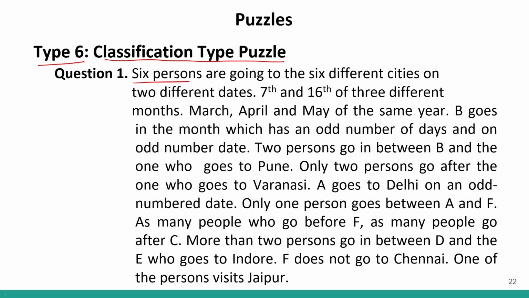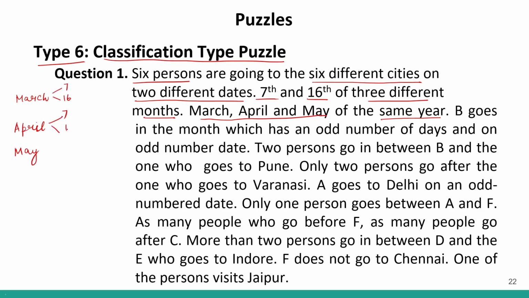There are 6 persons that are going to 6 different cities on 2 different dates. On the 7th and 16th of 3 different months, March, April, May of the same year. So there are 6 people that go to different cities in March, April and May. And each month they go on 2 different dates, that is 7 and 16. So these are the only 2 dates on which they go to their 6 different cities.